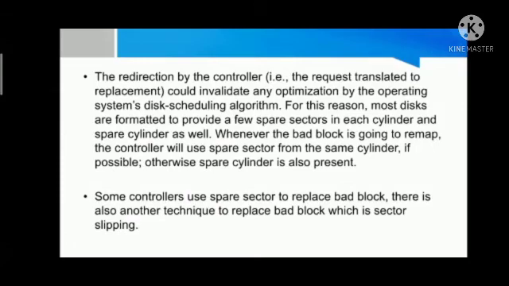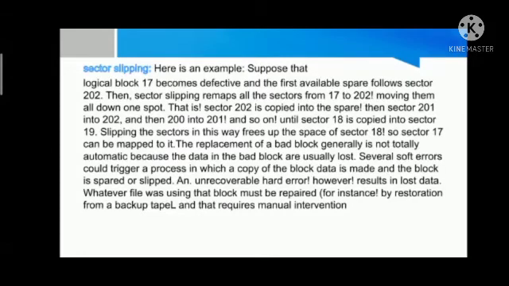Some controllers use a spare sector to replace a bad block. There is also another technique to replace a bad block, which is sector slipping. Here is an example. Suppose that logical block 17 becomes defective and the first available spare follows sector 202. Then sector slipping remaps all the sectors from 17 to 202, moving them all down one spot. That is, sector 202 is copied into the spare, then sector 201 into 202, then 200 into 201, and so on until sector 18 is copied into sector 19.